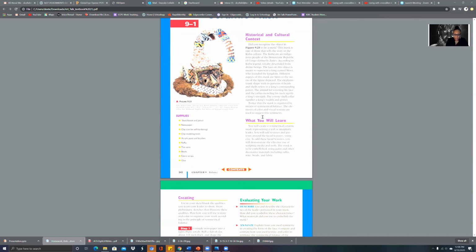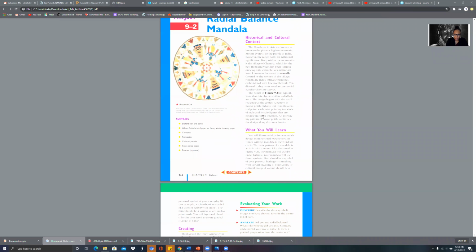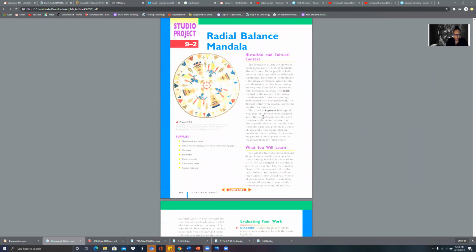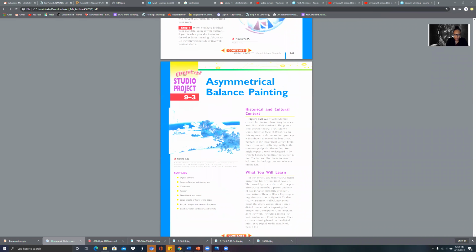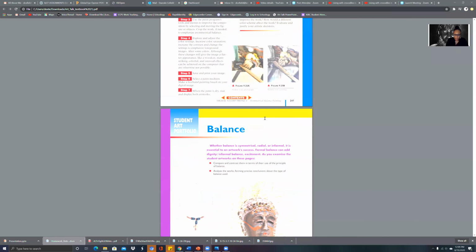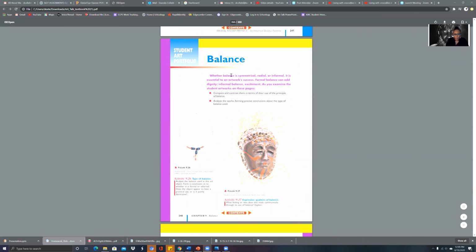All right, so let's look at our assignment. Okay, so just keep scrolling. We'll get to our, there we go. So it says whether balance is symmetrical, radial. Radial means it comes out and it goes out from a central point like that. It can add dignity and formal balance, excitement. So you can explain, as you examine student artworks on this page, compare and contrast them in terms of their use of principle of balance. Analyze the works, forming precise conclusions about the type of balance used.